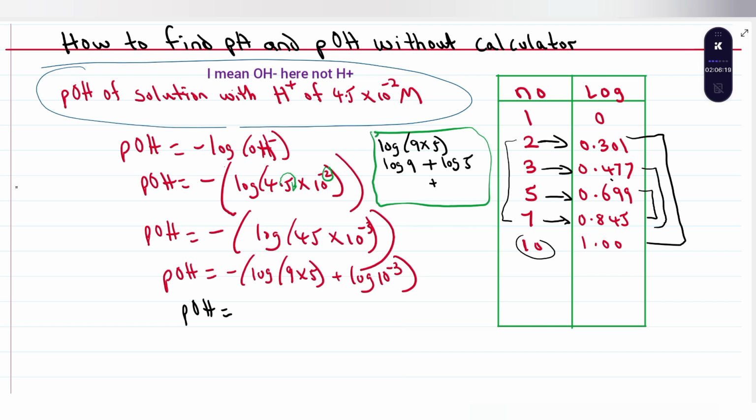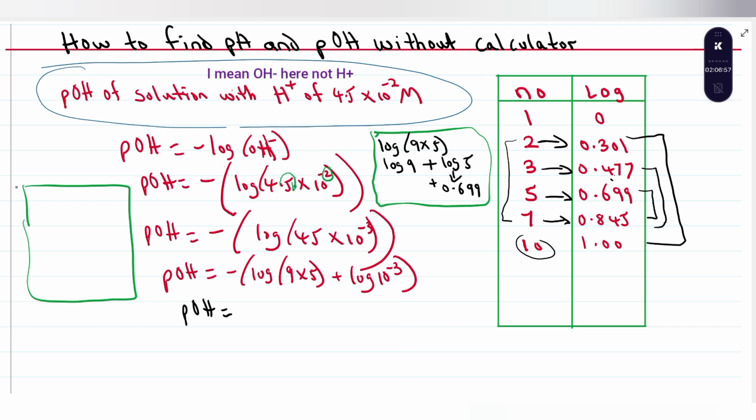Now we know our log 5 is 0.699. That's why I told you guys that these three logarithms are numbers we actually memorize. So it's 0.699 for our log 5. Now what's our log 9? Since our log 3 is 0.477, our log 9 would automatically be 3 times our log 3. Let me simplify it so that you guys don't get it twisted. Our log 9 is 3 times log 3.